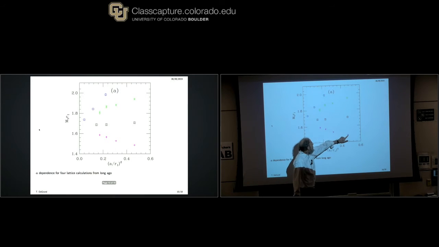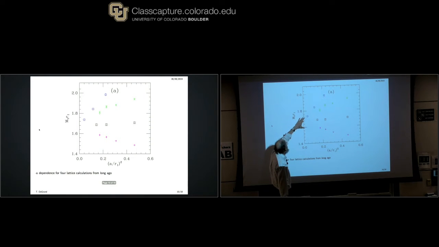The people who have the purple little crosses right here would be measuring this quantity, and then they would be saying that it extrapolates in the continuum to a value over here. The blue octagon people would be doing the same thing, and the green cross people, and the black box people. And certainly, there is a prediction from these four groups of this particular observable in the limit that a goes to zero. And this is the way, even nowadays, that we analyze things.